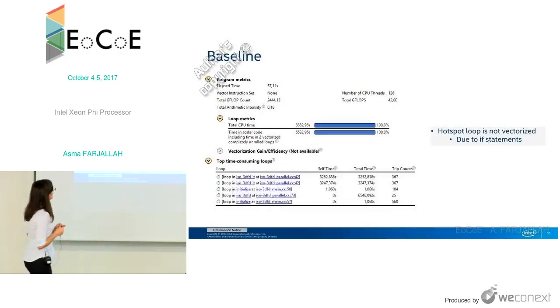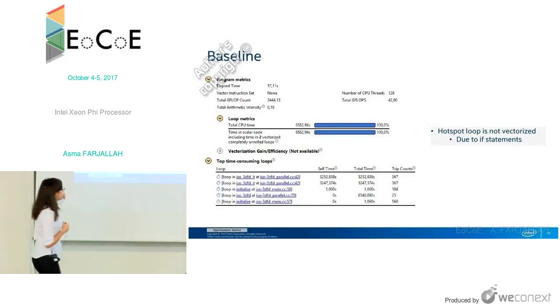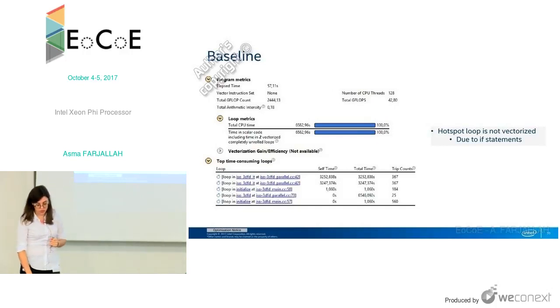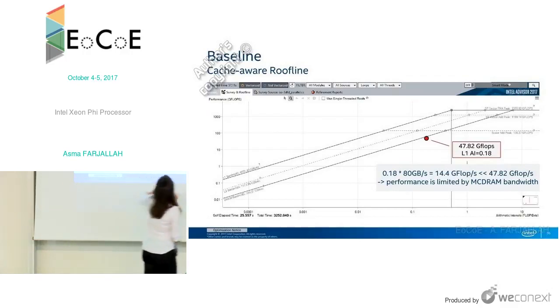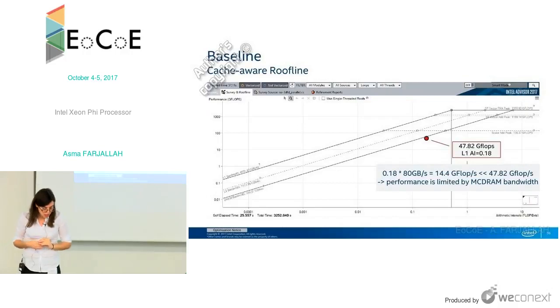As a baseline, this is the performance that we get. No vectorization has been seen, and we have an elapsed time of 57 seconds as reported by the tool. This roofline shows that the performance is limited by the DRAM bandwidth. We have a kernel that is in cache mode.